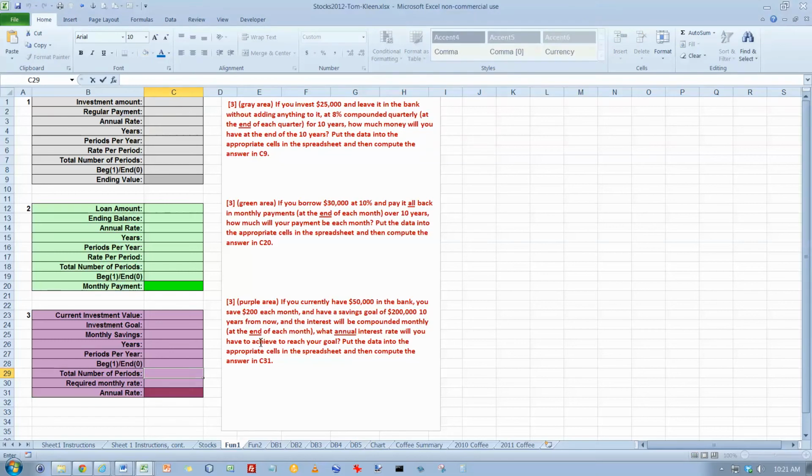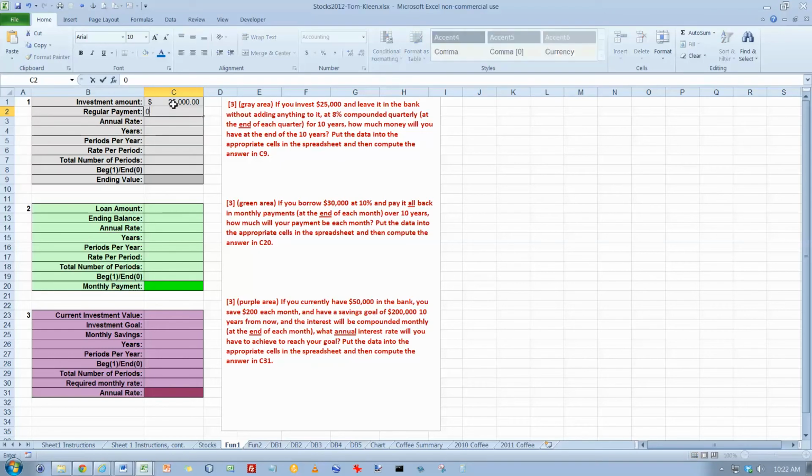Okay, we're going to go on to the next part. We've got 2 pages of functions here. This page is financial functions. And the problem is if you invest $25,000, so that'd be the investment amount, that's going to be our present value, without adding anything to it.